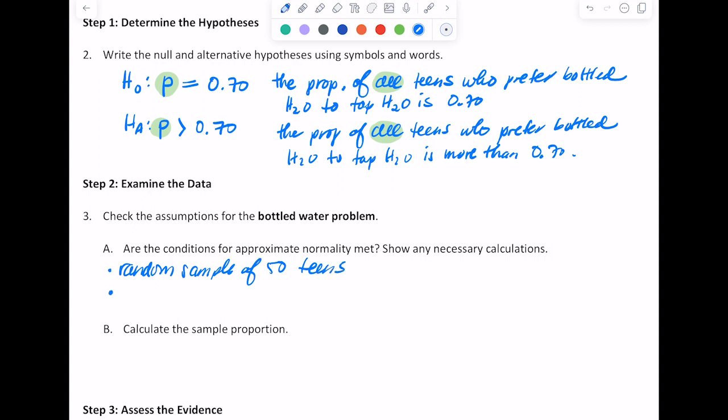Next I want to check the 10% rule. So I'm going to take 10, multiply it by my sample size, which is 50, and I get 500. And just ask yourself, is it reasonable to assume that there's more than 500 teens in the world? And that is yes.